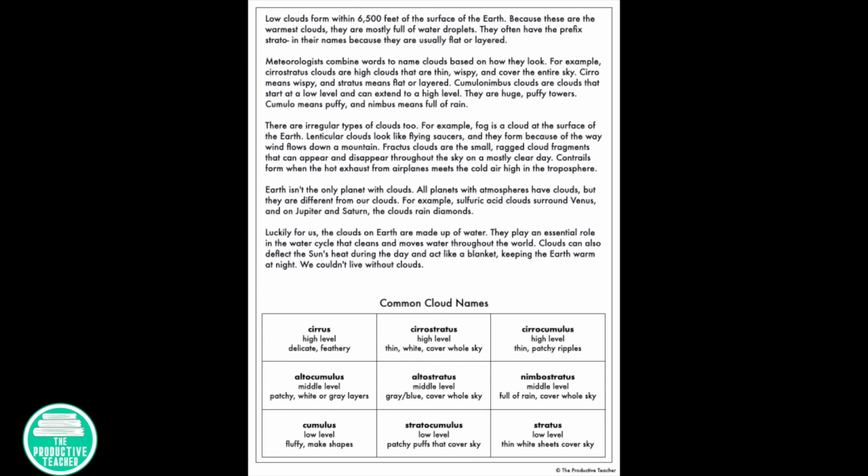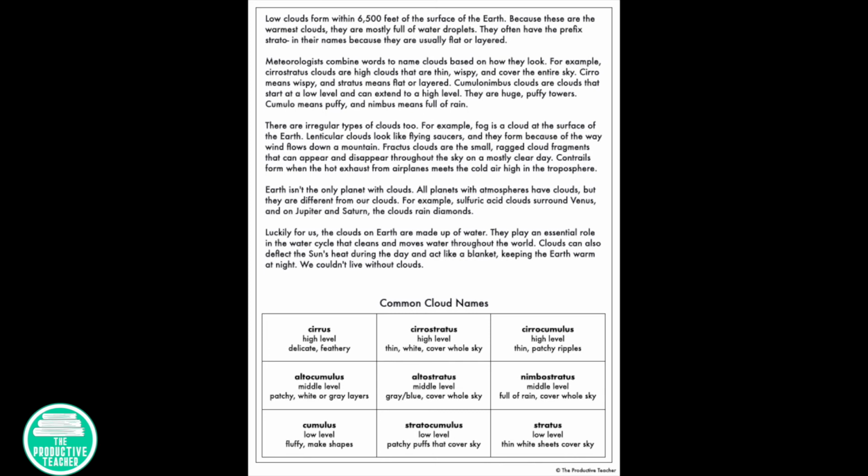Meteorologists combine words to name clouds based on how they look. For example, cirrostratus clouds are high clouds that are thin, wispy, and cover the entire sky. Cirro means wispy, and stratus means flat or layered. Cumulonimbus clouds are clouds that start at a low level and may extend to a high level. They are huge, puffy towers. Cumulo means puffy, and nimbus means full of rain.